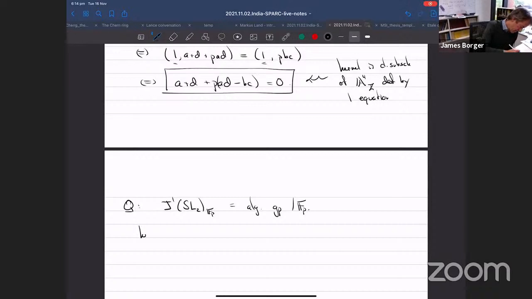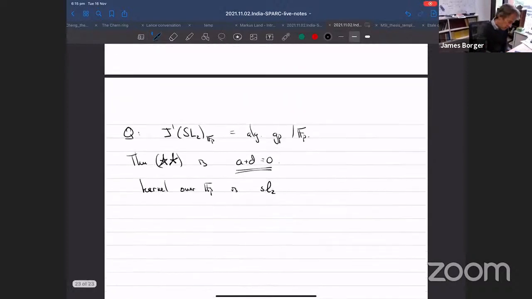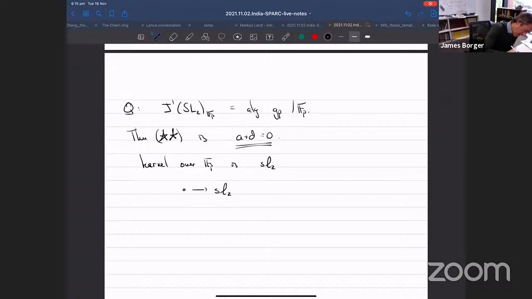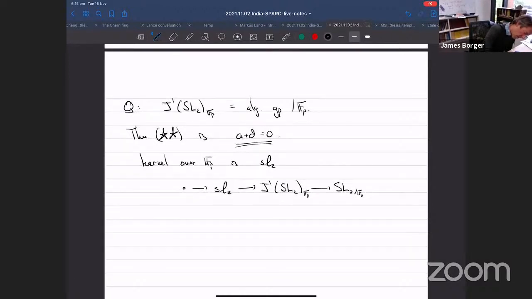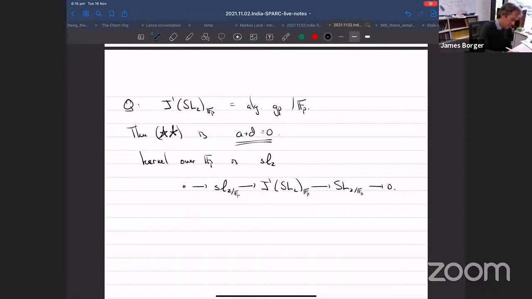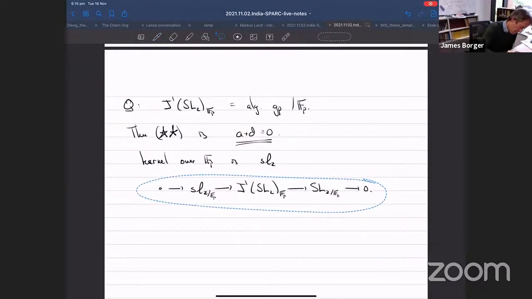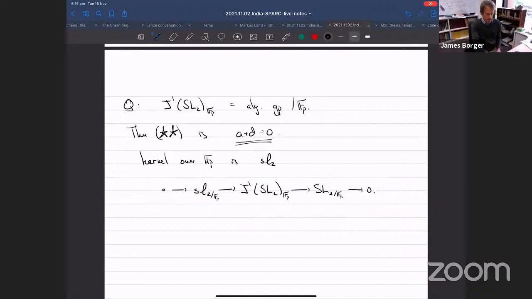Then you see that the equation defining the kernel, let's call this star star, is just a plus b equals 0. So the kernel in characteristic P, the kernel over FP, is just SL2, the algebraic group SL2. So what do we get? We get an extension. So this is over FP, over FP, over FP. So that's what the arithmetic jet space looks like.